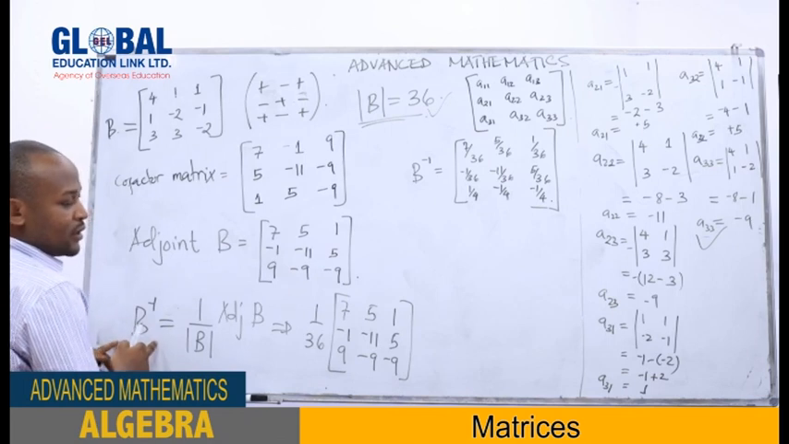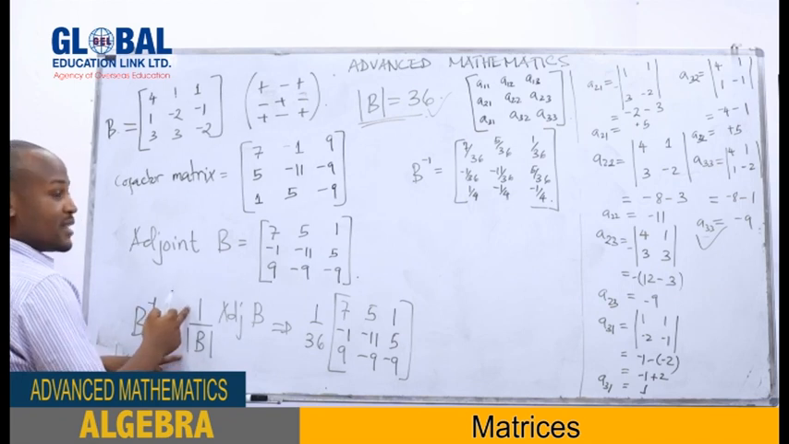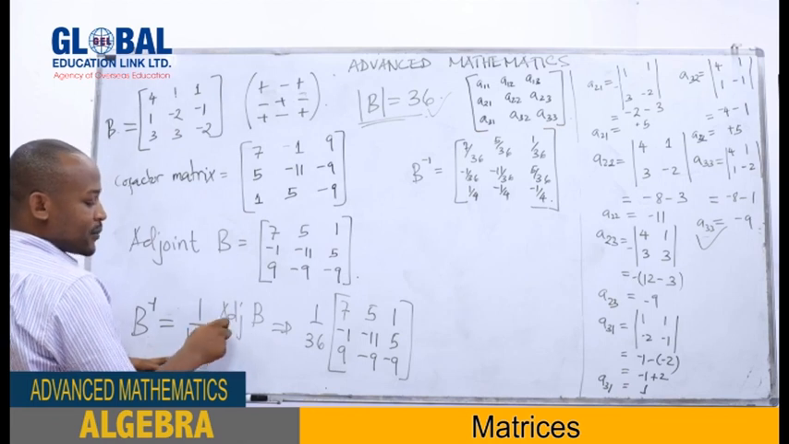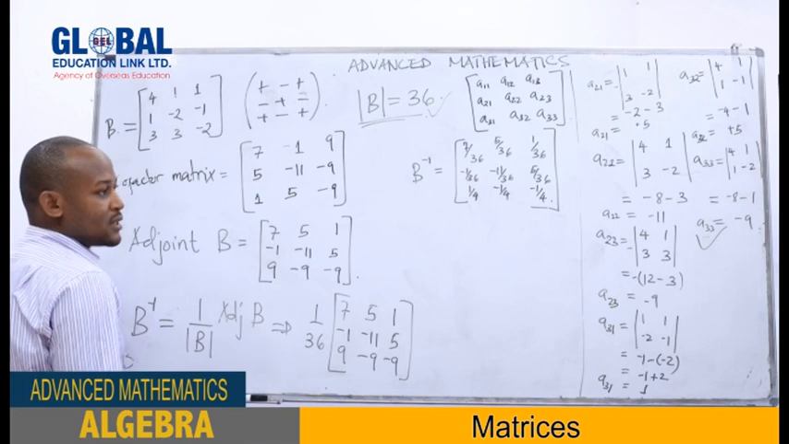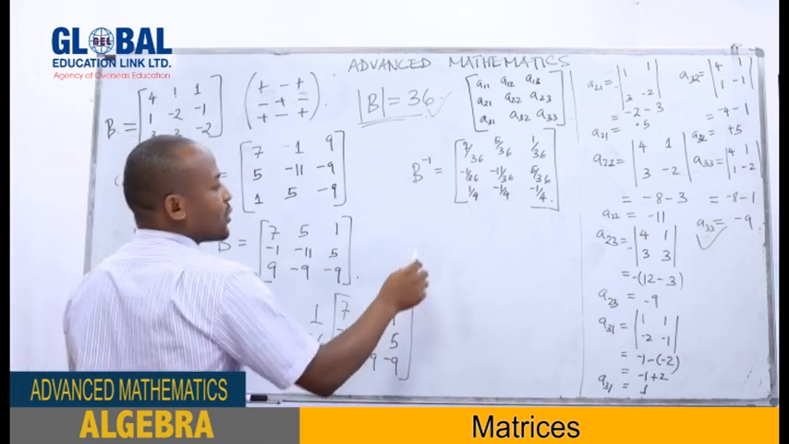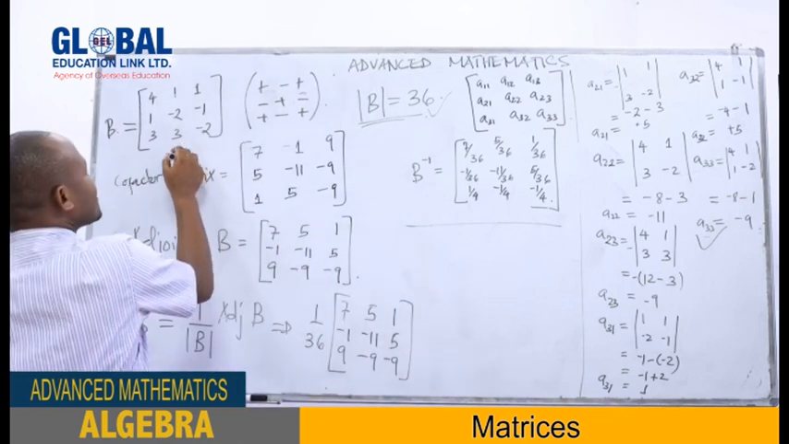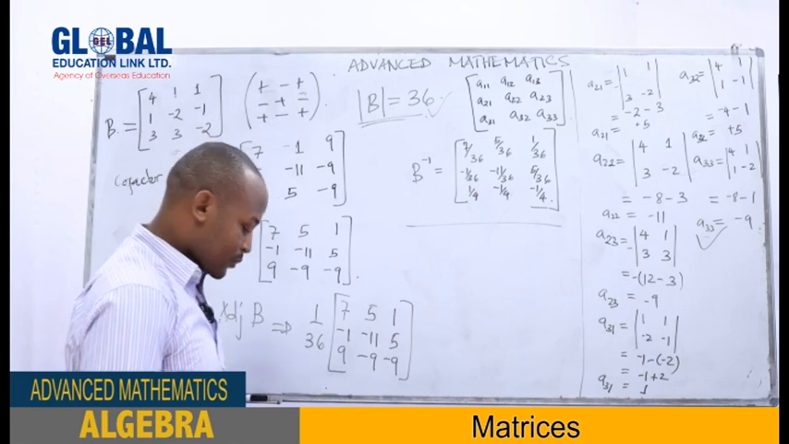And then after that, we multiplied the reciprocal of the determinant times the adjoint of B, and this was the result that we obtained. So this is the inverse of the matrix B. Follow the procedure, and I assure you, you will get the answer.